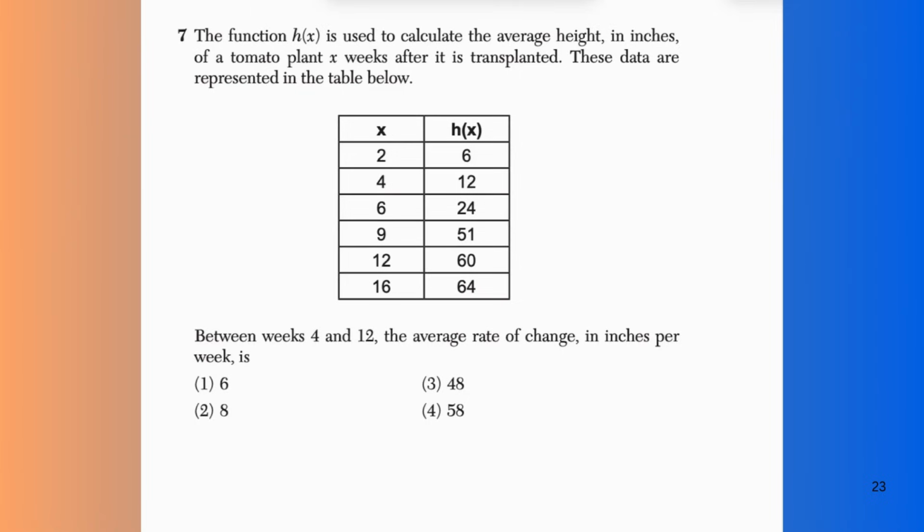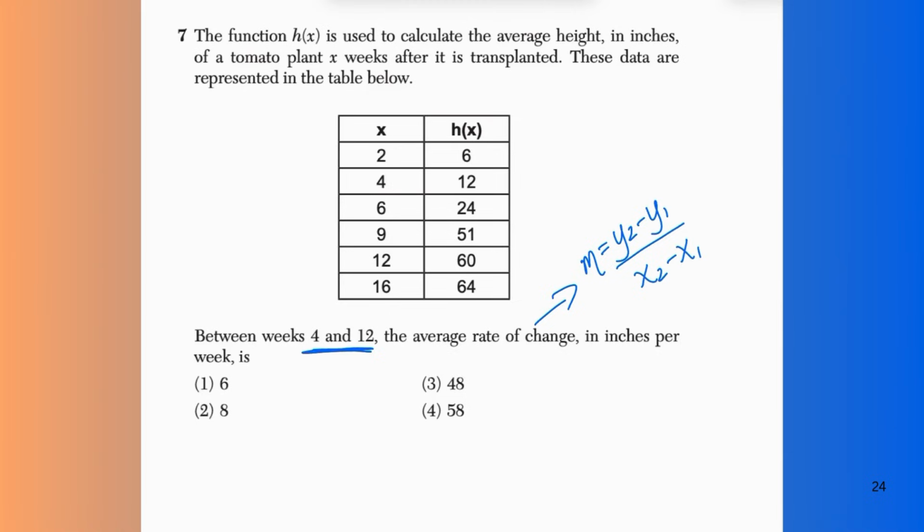Number 7, the function h of x is used to calculate the average height in inches of a tomato plant x weeks after it is transplanted. These data are represented in the table below. Between weeks 4 and 12, the average rate of change in inches per week is what? Rate of change we know is our slope. So we're going to write down our slope formula, which is y2 minus y1 over x2 minus x1.